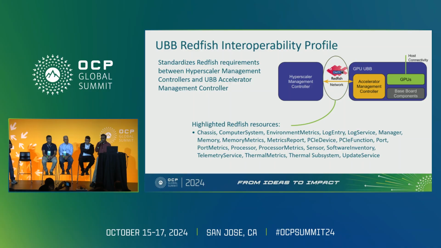So what is RIP? RIP standardizes the Redfish requirements between the hyperscaler BMC and the UBB's accelerator management controller, right? As we all know, Redfish is vast. There are hundreds of schemas and thousands of properties, and it may not be viable, or even necessary, to implement all of this in a single product, right? To mitigate this, we have painstakingly and meticulously compiled a list of all the properties, schemas, and functionalities needed within Redfish that meets the requirements of the hyperscaler BMC and the vendors, right? As you see in the highlighted Redfish resources, it spans across the entire Redfish tree. So this profile is basically a subset of all the Redfish functionalities needed for this product.